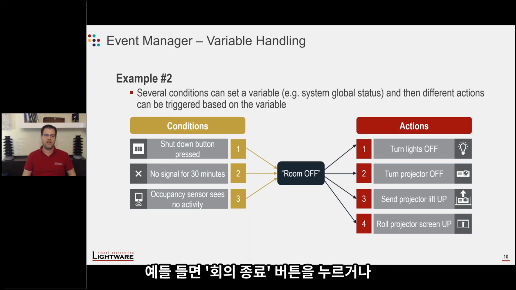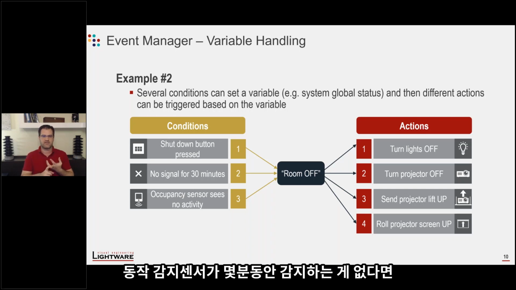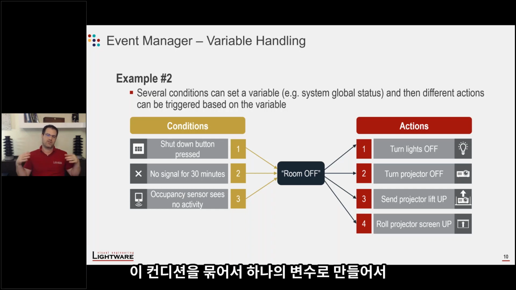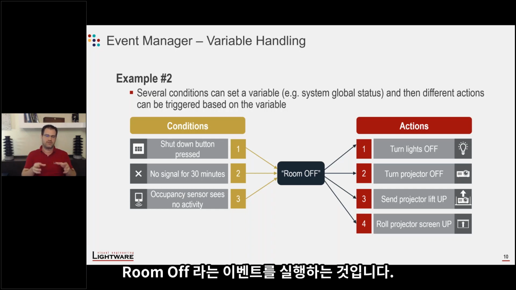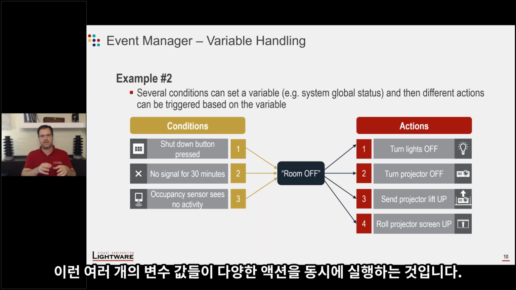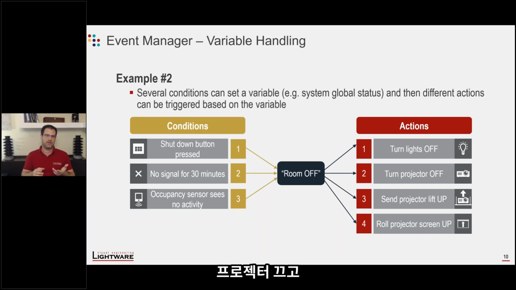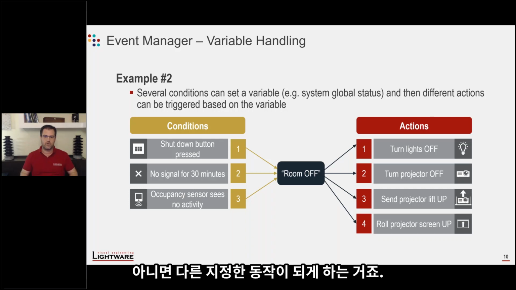For example, if a shutdown button is pressed, if there is no signal for 30 minutes, or even if the occupancy sensor sees no activity in the room for a couple of minutes, all of these conditions can set that single variable to turn the room off. And this variable value can then be used as a condition for all of these multiple actions to turn the light off, turn the projector off, also send the projector up and roll up the screen, or whatever you name it.